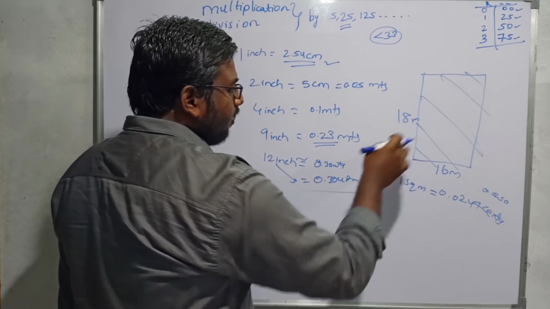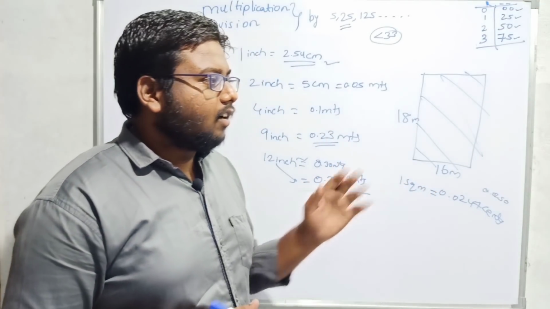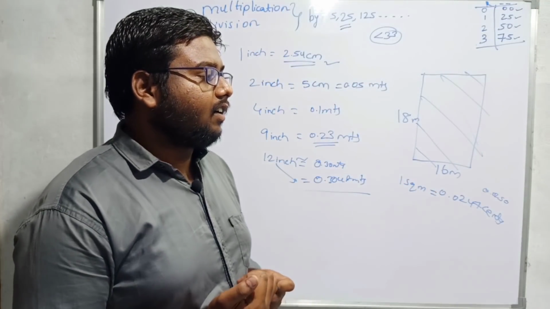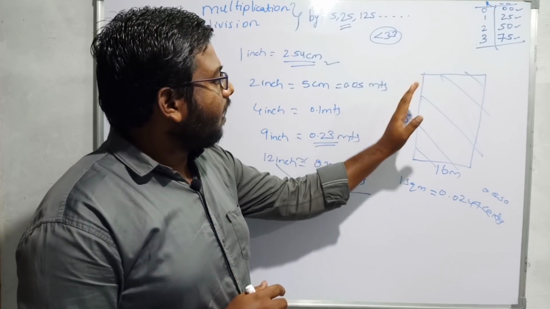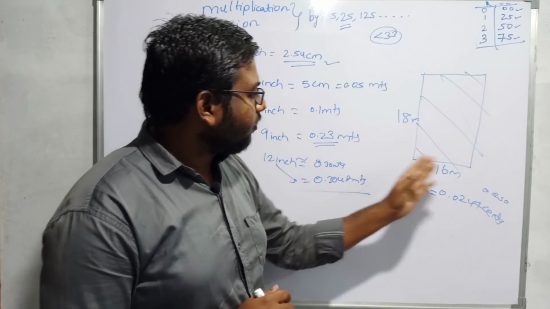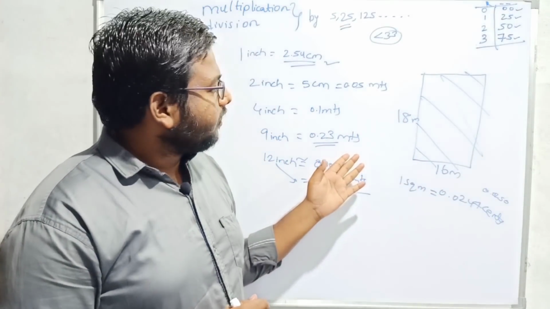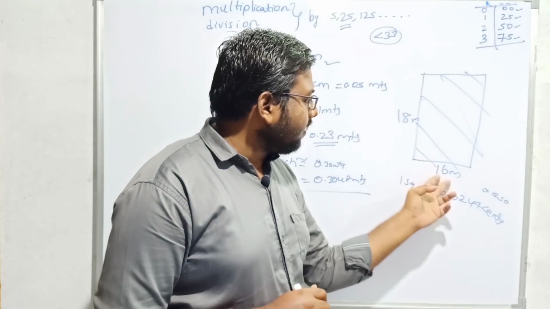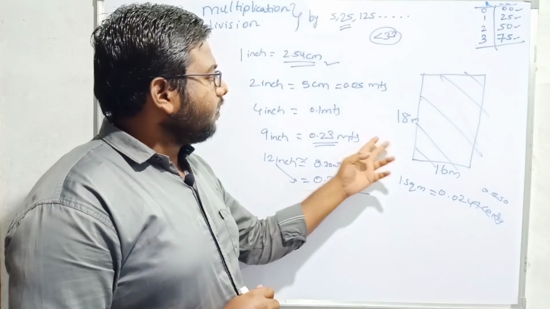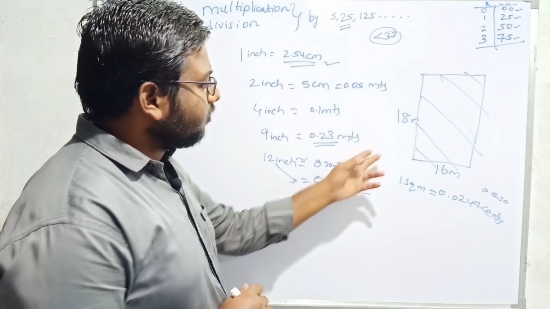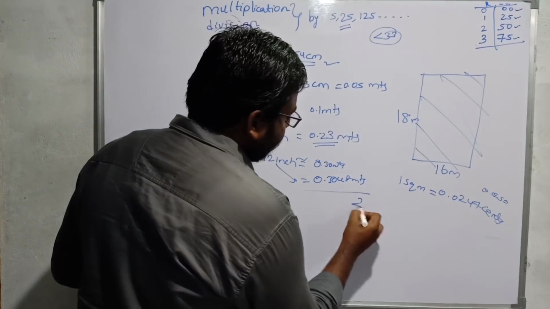For example, if you are an engineer and you have a clear idea of estimating distances, say from here to here I can get nearly 18, and from here to here I will get 16. You can get this easily if you practice with a tape. And the product of 18 and 16, if I have to calculate the area in meter square, 18 into 16 is 288.